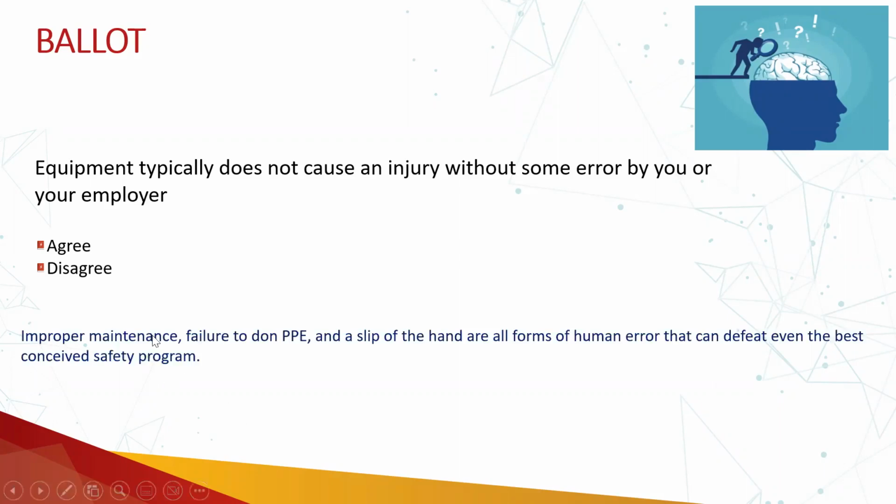So improper maintenance, failure to don PPE, and the slip of the hand are all examples of human error that can defeat even the best conceived safety program. So if you have developed the best electrical safety program, but you have missed on these points, the chances are there that due to human error, an incident can happen.